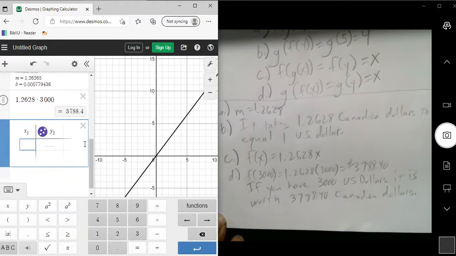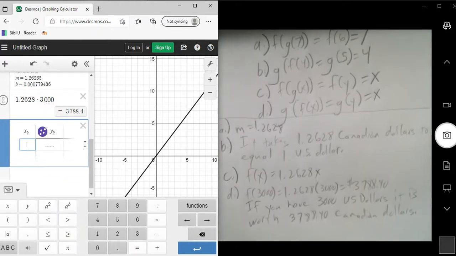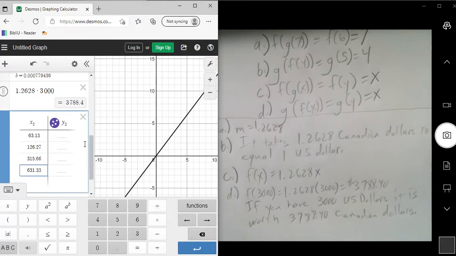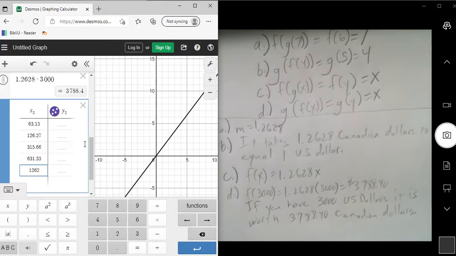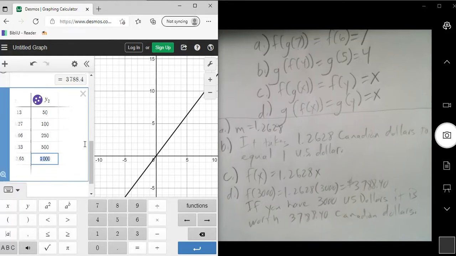And now x would be the y values, which would be 63.13, 126.27, 315.66, 631.33, 1262.65. And then here we have 50, 100, 250, 500, and 1000. Okay.